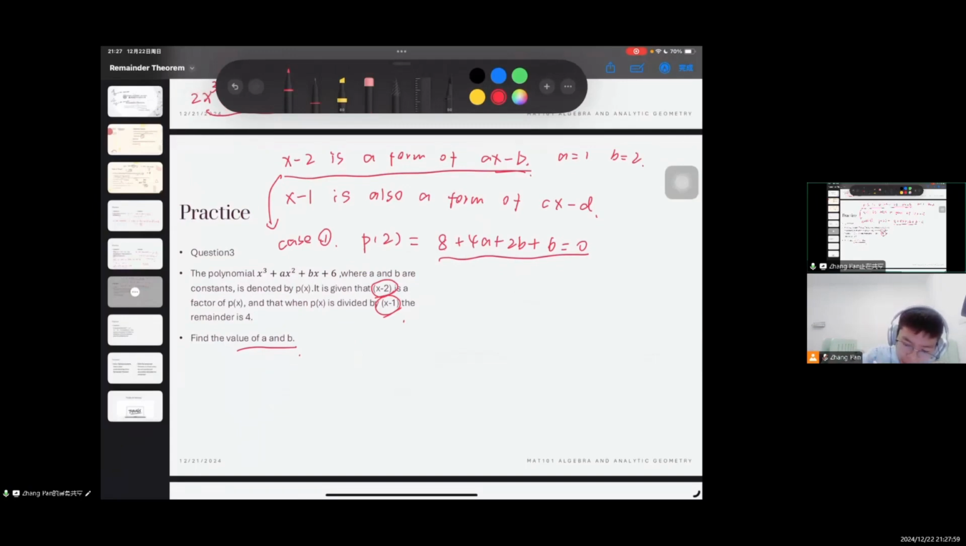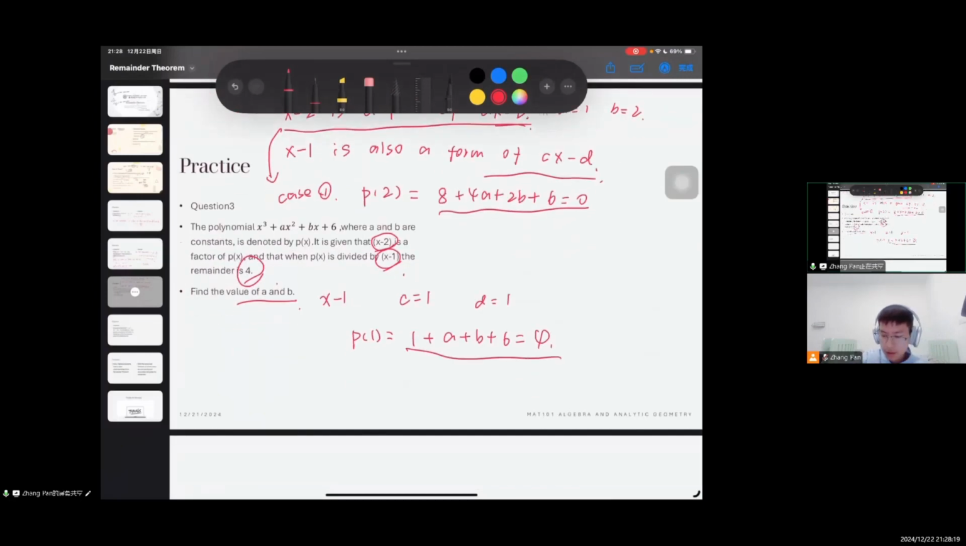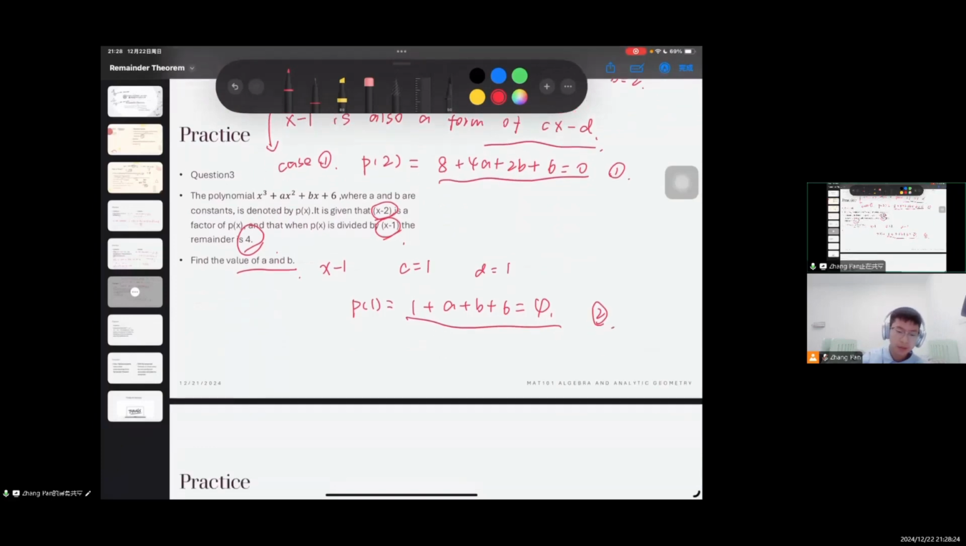In case 2, x minus 1 is a form of cx minus d. So c equals 1 and d equals 1. So p(1) equals 1 plus a plus b plus 6 equals 4, because the remainder is 4. So we get another equation. We have two unknowns and two equations, so we can figure out the values of a and b, right? After calculating, we find that a equals minus 4 and b equals 1. And this is the answer. It's very quick.